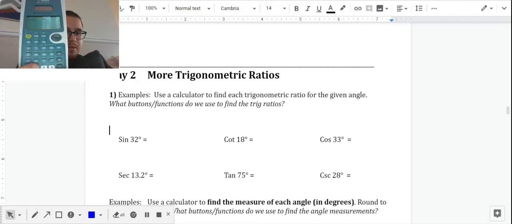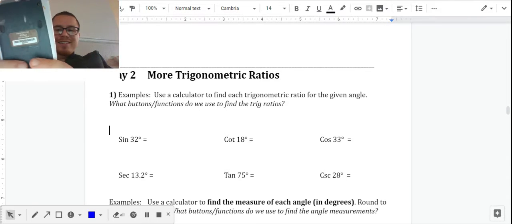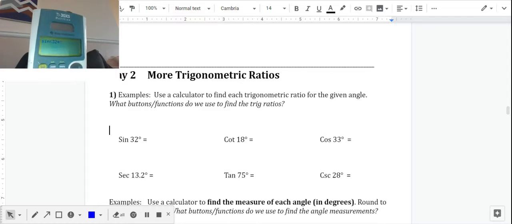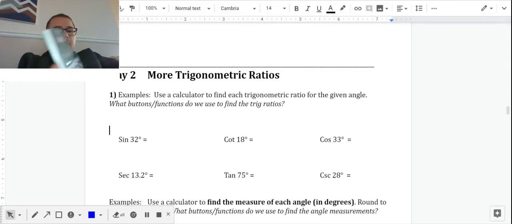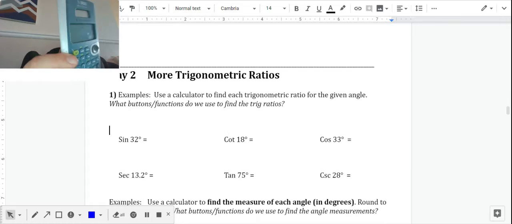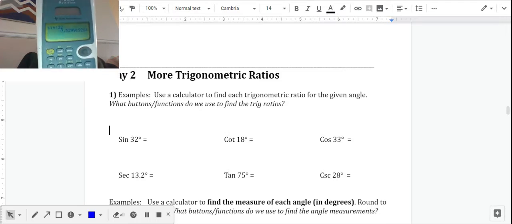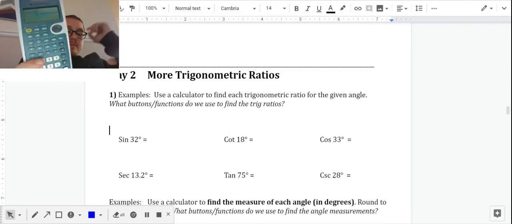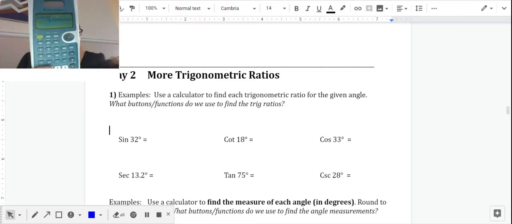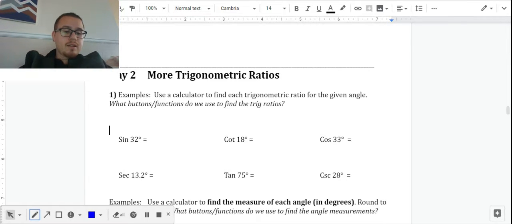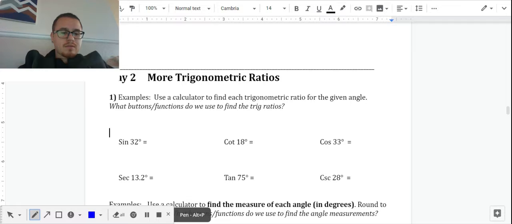So for the first one, if you type in, oh, that's not cosine. Let me do this again. Sine of 32 degrees, and then you hit enter. You get 0.5299. That means if you took the ratio, that would be what you would get from dividing it out. I like to go to 3 decimal places, but here we would round this to 0.53.